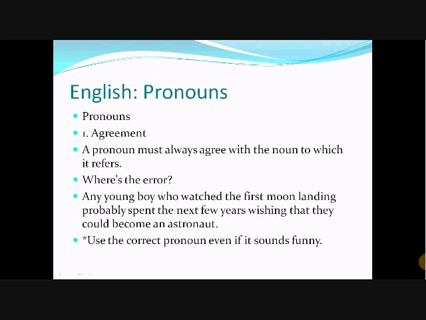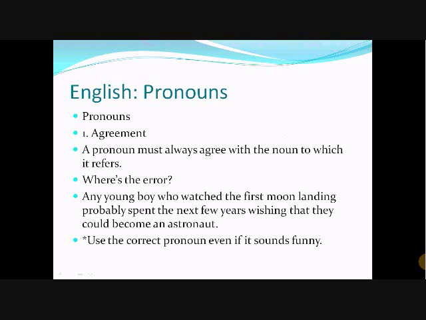Pronouns. They'll test you on agreement. For instance, a pronoun must always agree with the noun to which it refers. And what's the error? Any young boy who watched the first moon landing probably spent the next few years wishing that they will become an astronaut.